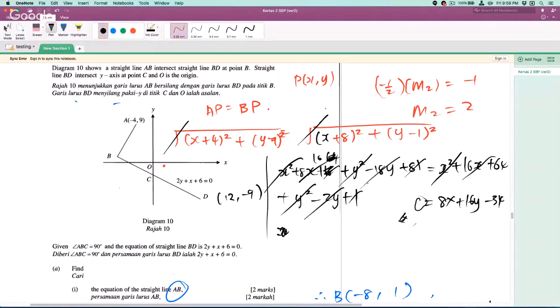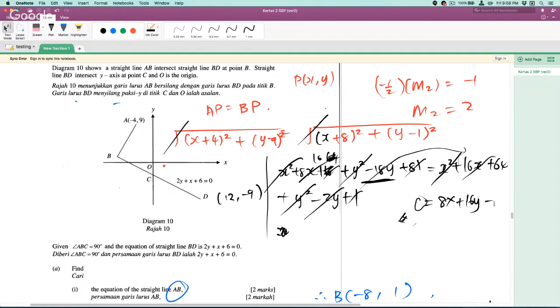If here is negative 18y, move to the other side, it should be positive. You see negative 18y here? Move to the other side, should be positive 18y. So yeah, it's fine. Here will be 16 plus 81. So 16 plus 81, you get 97. 97 move to the other side. This is 65 minus 97. Yeah, you get negative 32.